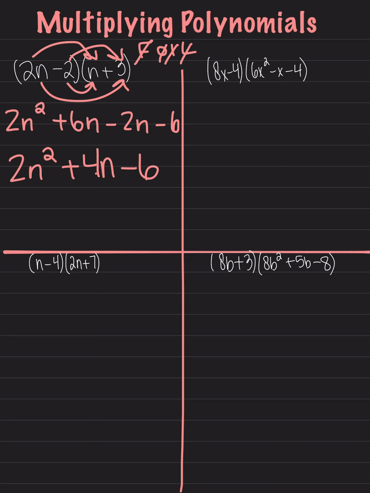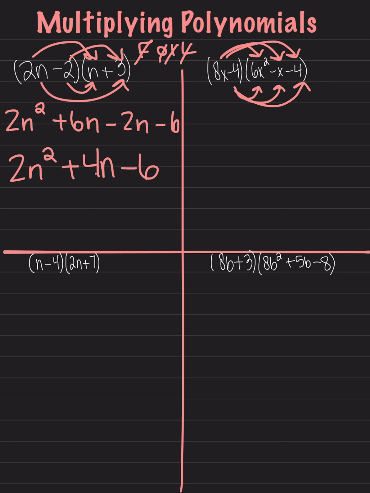Next, I have 8x minus 4, parentheses, 6x squared minus x minus 4. First, I will take the 8x and multiply with all three of these numbers. Then I will take this negative 4 and multiply with all three of these numbers.